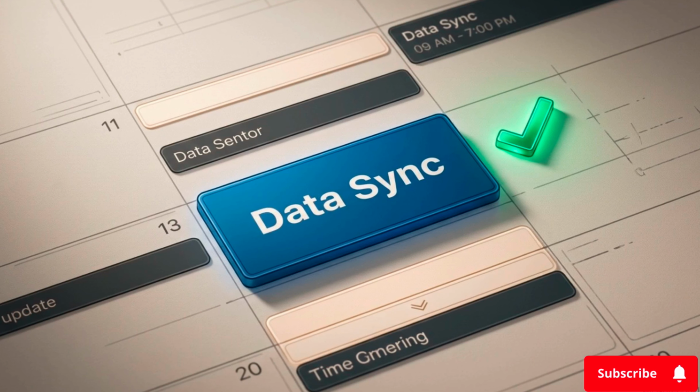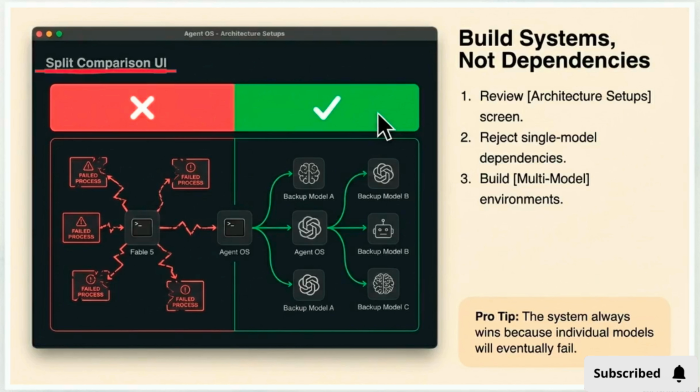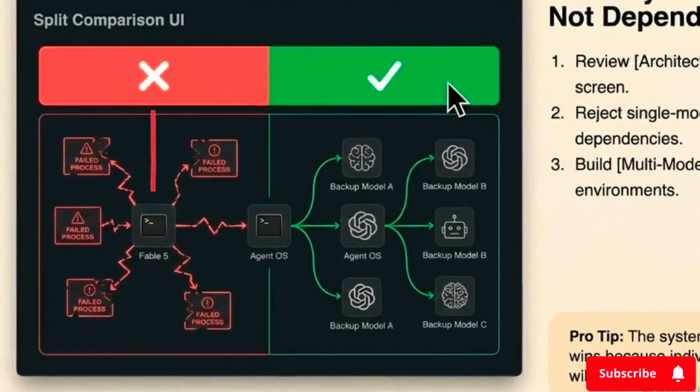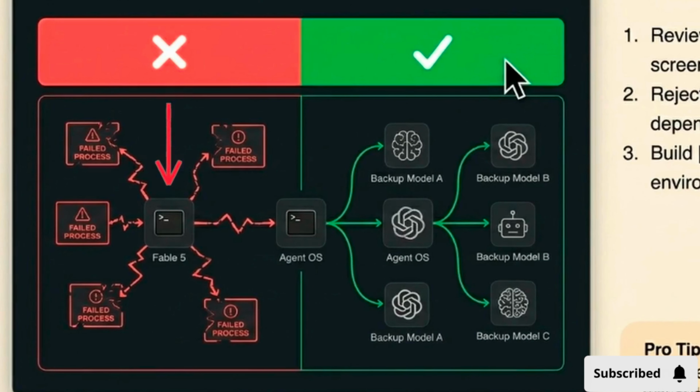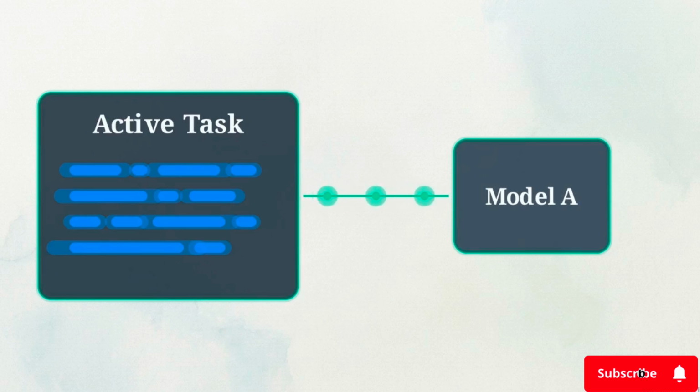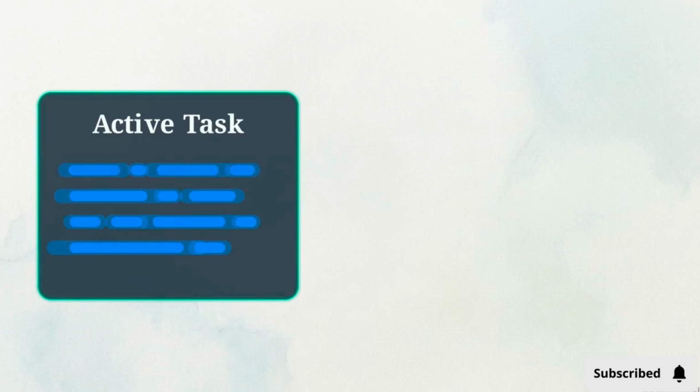This screen shows a split comparison of two architecture setups. On the left, a single model dependency fails entirely if the primary model drops. On the right, a multi-model backup environment stays operational. When a single model drops out mid-task, it causes context loss. The system forgets your data completely.